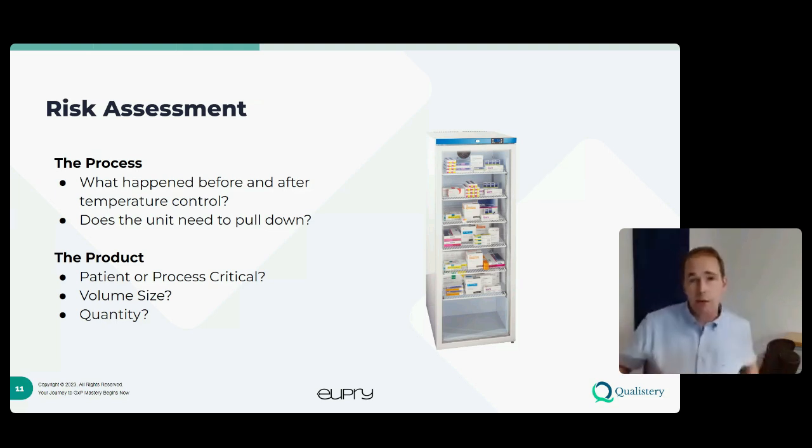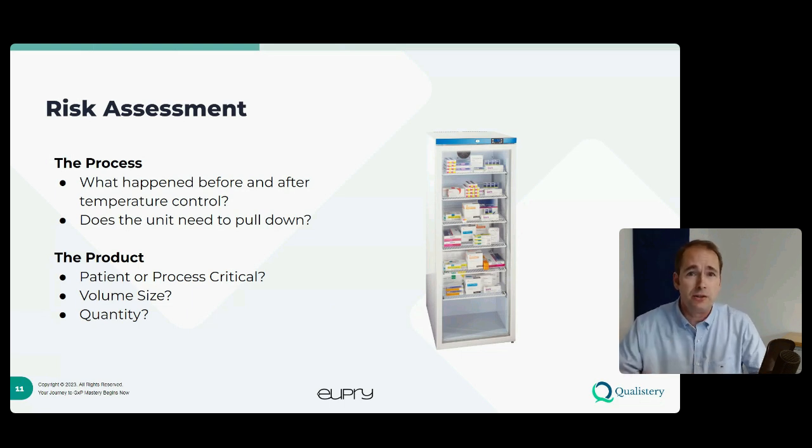So for example, if we were bringing product in at minus 80 degrees, if it comes into the unit at minus 80 degrees, it's going to involve different testing to if we had to freeze that product down to minus 80 degrees. And that would have a different impact on the mapping that we would need to perform. If we need that unit to pull down, so pull down to minus 20, we would want to incorporate that into some of the testing.